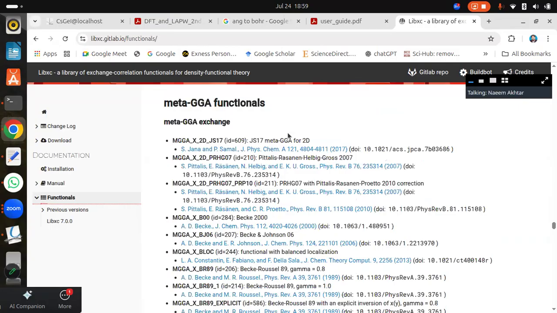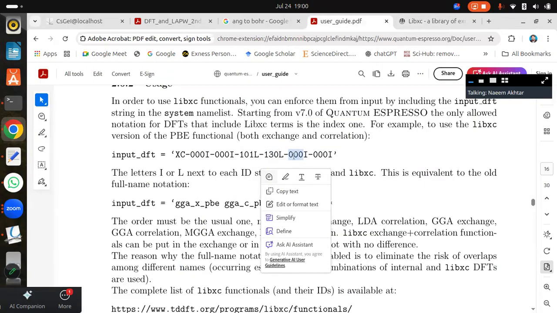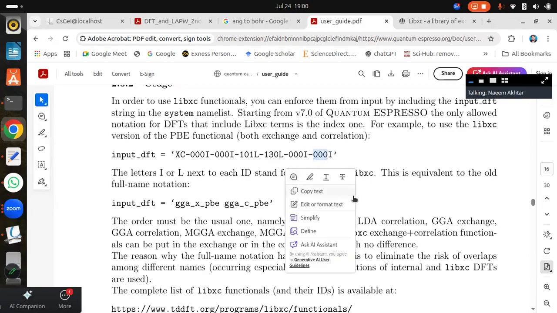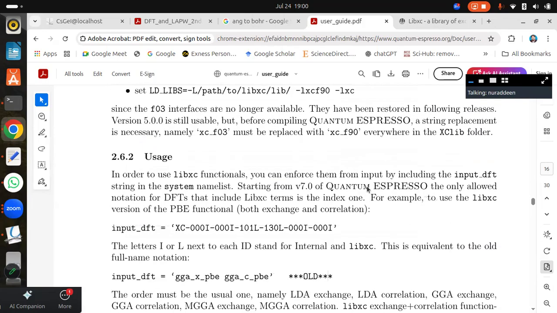For example, suppose we want to use the meta GGA functional meta GGA X2D JS17, then its ID is 609. And where will their IDs be written? The exchange ID will be written here for meta GGA, and the correlation ID will be written here for meta GGA.